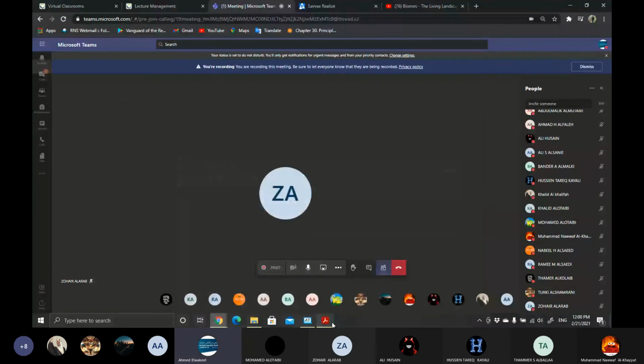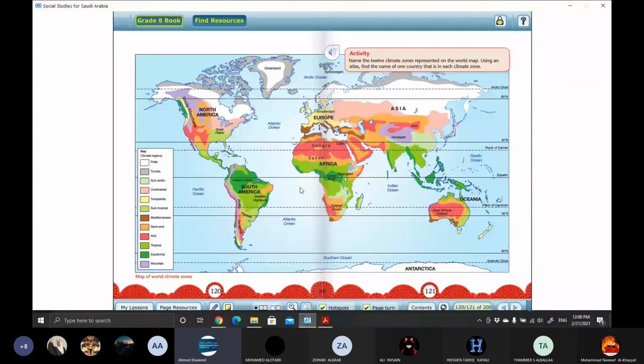I know that social can sometimes become very dull, but what can we do? So, once again, according to the temperature in the place, the rainfall, and the type of the soil, biomes start to come, having specific features for each one.